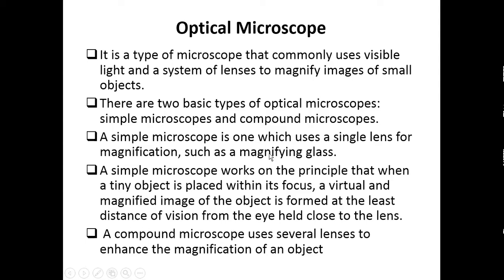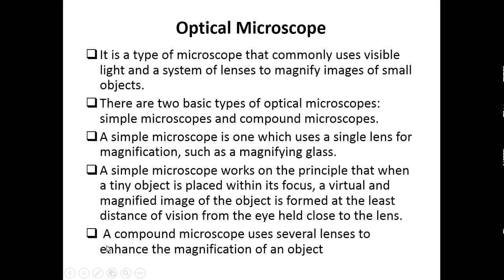So a magnifying glass is a single microscope, and that is a simple microscope because it uses a single lens. That is why it is called a simple microscope. A magnifying glass is an example. A simple microscope works on the principle that when a tiny object is placed within its focus, a virtual and magnified image of the object is formed at the least distance of vision from the eye held close to the lens. That you know, how the magnification is.